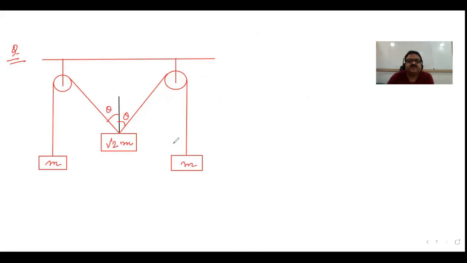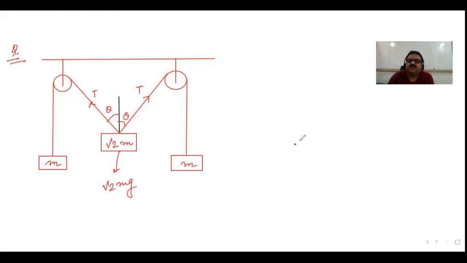Look, students, another problem is given here. Two massless pulleys, okay, with which two masses M are hanging like this with the help of a light string, and these two are connected with the mass of value root 2m. So the question is here, in order to keep the entire system in equilibrium, what should be the value of theta? Correct. So how to solve it? So let's mark it like this. This is T1, this is T, this is also T. Both the angles are same, okay, and this is equal to root 2 mg.